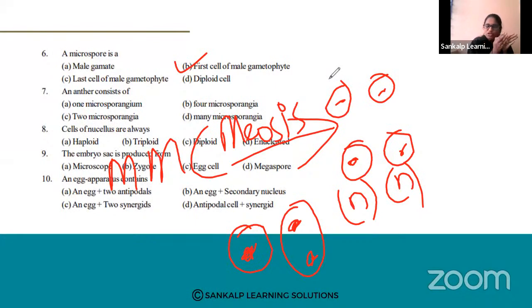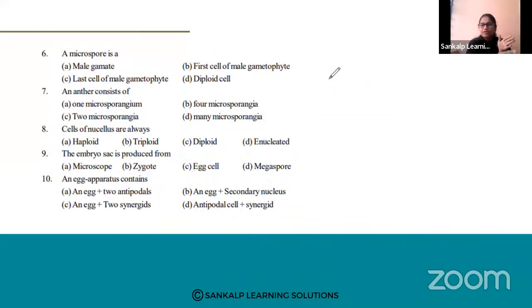So here microspore is not a gamete. Many of you commented male gamete, but it is not a gamete. And most of you commented last cell of male gametophyte, but it is not the last cell. The last cell of the male gametophyte is the vegetative and generative cell. It is not diploid, it will be haploid, right? So the right answer is option B. I hope your doubt got cleared, Kirtana. Let us proceed with the next question, guys.